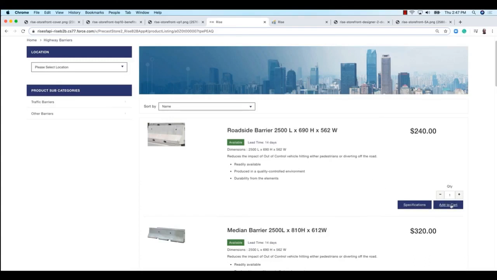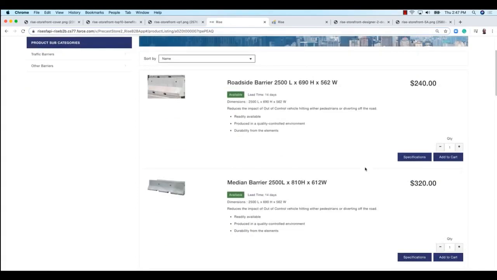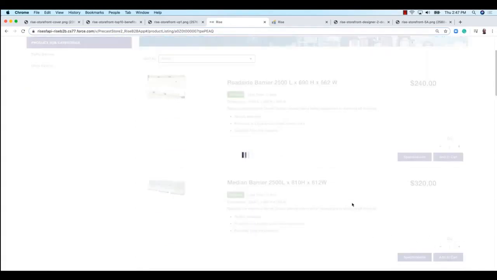So let's just add this to the cart, and we can have a quick illustration of what happens. Let's just say I pick two of these barriers, and I pick both of those. This is a very common shopping cart experience here.